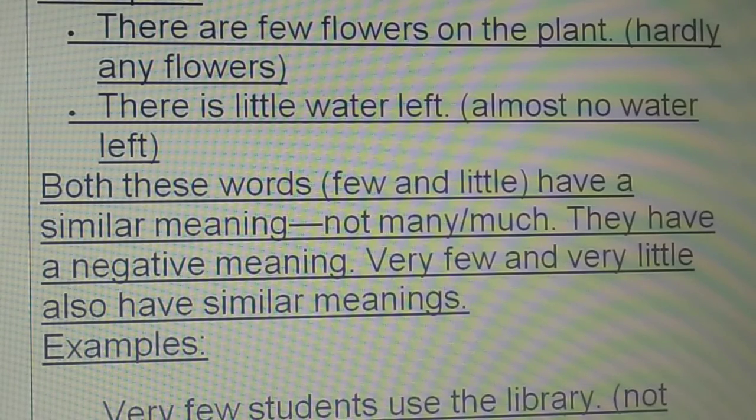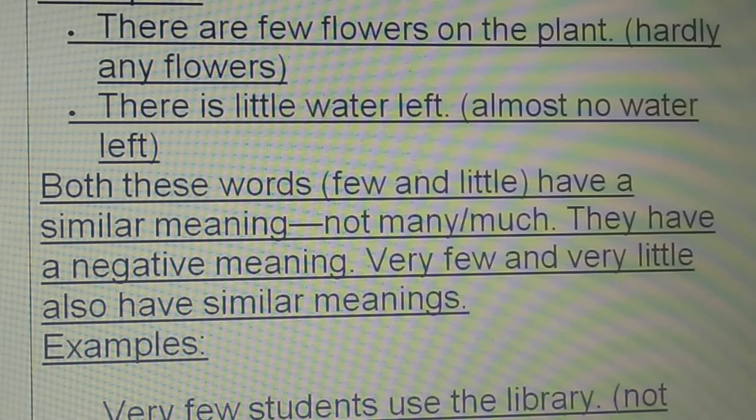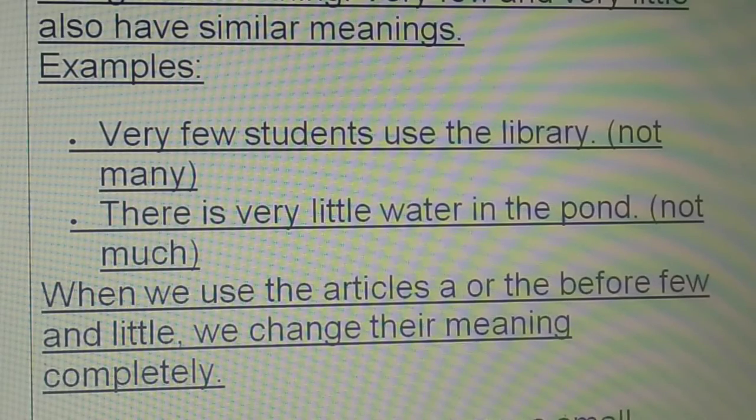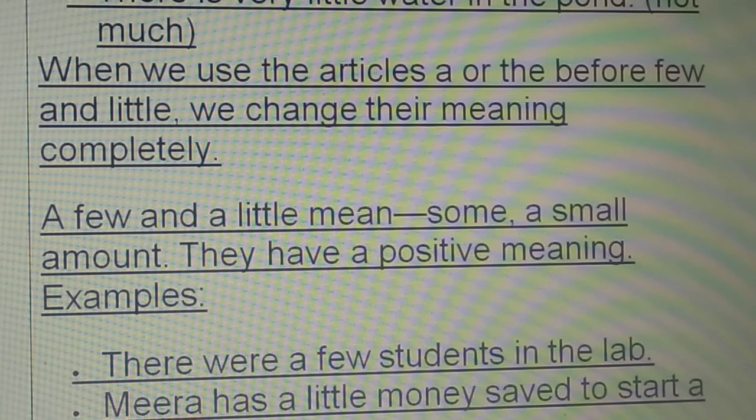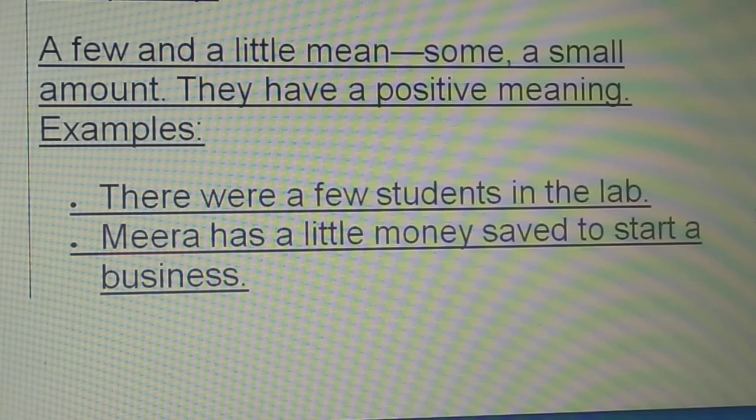Both these words, few and little, have a similar meaning. Not many, not much. They have a negative meaning. Very few and very little also have similar meanings. Very few students use the library. That means not many. There's very little water in the pond. That means not much. When we use the article a before few and little, we change their meaning. A few and a little mean some, a small amount. There were a few students in the lab. Mira has a little money.